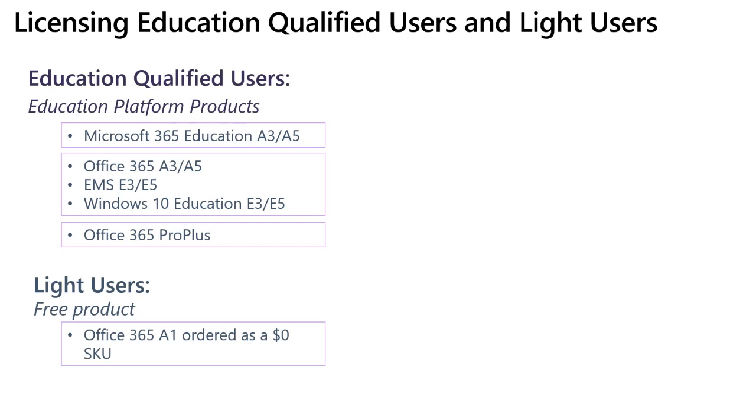For light users, we license them with a free product, and that's Office 365 A1, which is ordered as a £0 SKU from your distributor. One of those updates included within the EES format is that customers may mix their education platform products, and by this I mean that if you look at the table, you can then mix within that same row. So if a customer has 1,000 education qualified users, they could license them with 800 A3 and 200 A5s, but they must standardize on the products, but you can mix the plans.